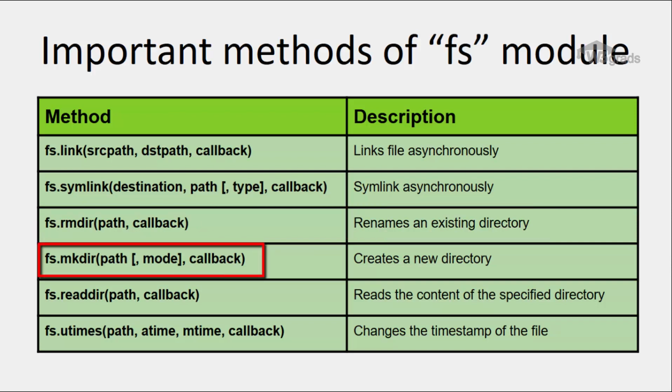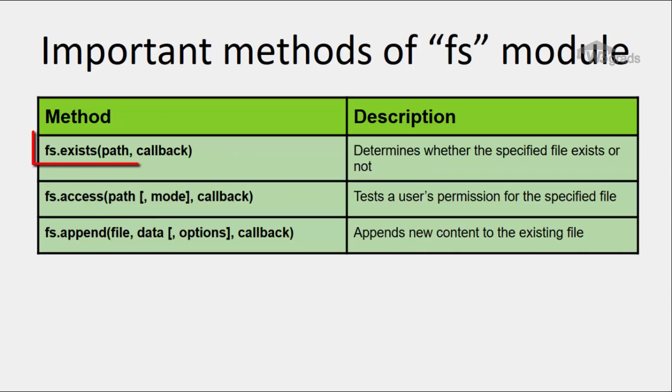The fs.mkdir method creates a new directory. Then, we have the fs.readdir method which reads the content of the specified directory. The fs.utimes method changes the timestamp of the file. The fs.exists method determines whether the specified file exists or not. The fs.access method tests a user's permission for the specified file. Then we have the last one, which is fs.appendFile method, which appends the new content to an existing file. So, these are the various methods included in the fs module, which are useful in performing different file operations.